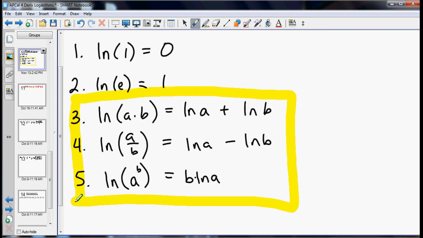And then number 5 tells us that if we have an exponent, and please note that exponent is applying only to what is on the inside. If it's applying to the whole natural log, the whole thing, we can't do this. But if there's an exponent on the inside applying just to what is on the inside of the natural log, then it can be brought out front as a coefficient, as you see right here. So let's look at an example to see how this really can make these problems simpler.